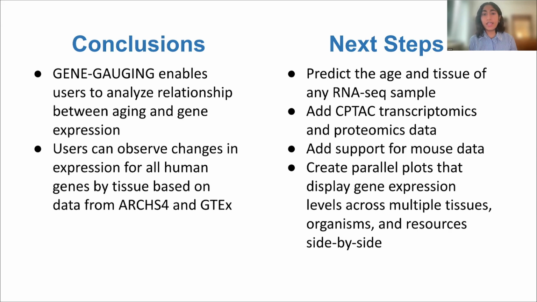We also plan to add data from the Clinical Proteomic Tumor Analysis Consortium, or CPTAC, proteomics and transcriptomics to Gene Gauging. CPTAC has gene and protein expression from normal tissues collected from over 1,000 cancer patients. So integrating proteomics data will provide insights about how gene expression is correlated with protein expression as we age. We also plan to add support for mouse data. This will enable us to learn how gene expression correlates with age in multiple tissues across different mammalian organisms.